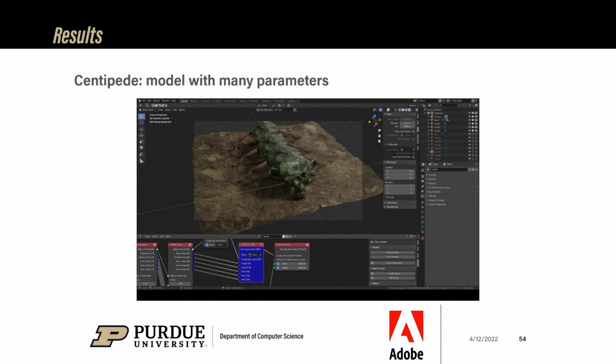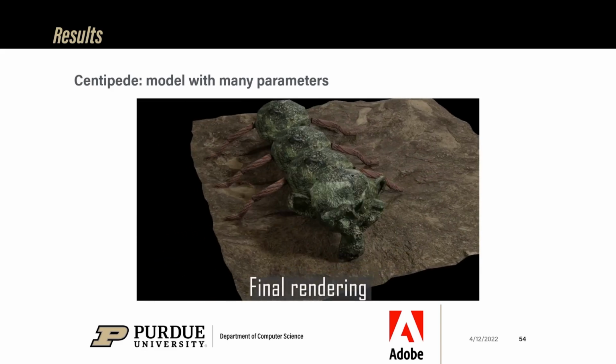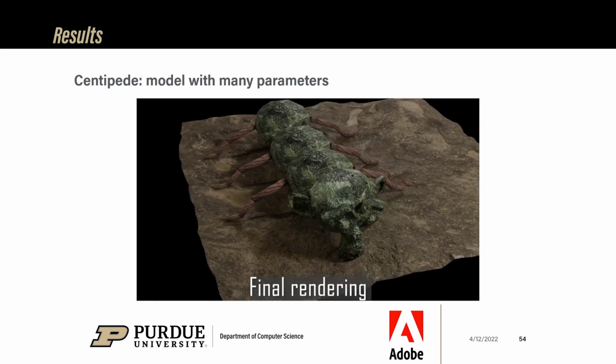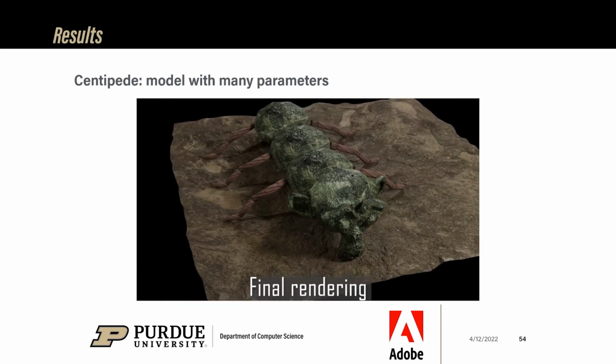The centipede is just a model with many parameters. In this example, we constrained all legs to touch the ground and we moved the underlying terrain.